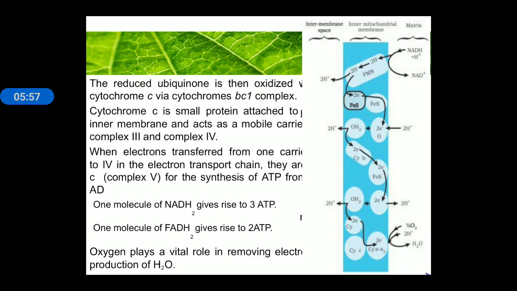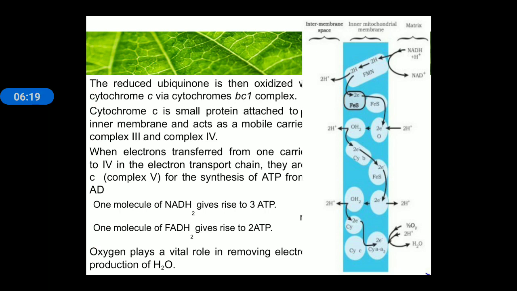Next, the ubiquinone is then oxidized via cytochrome C. The gain of electron and loss of electron is known as oxidation and reduction. So in this you can see the complexes 1, 2, 3, 4: first gain of electron will take place, then the electron is transferred to the next complex, then loss of electron will take place.